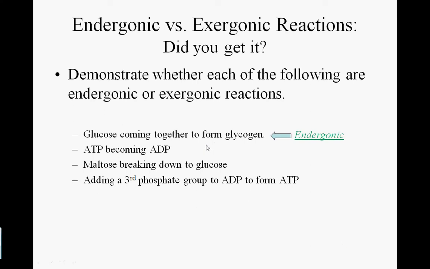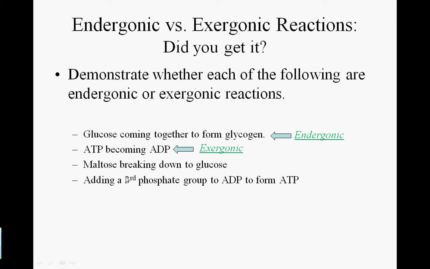To form implies that it's a build-up reaction, so that would be endergonic. ATP becoming ADP. Well, let's look at the structures. ATP, adenosine triphosphate, has three phosphate groups, whereas ADP, adenosine diphosphate, has two phosphate groups. So to get from ATP to ADP, the ATP has to break down. A breakdown reaction is, of course, an exergonic or energy-releasing reaction.